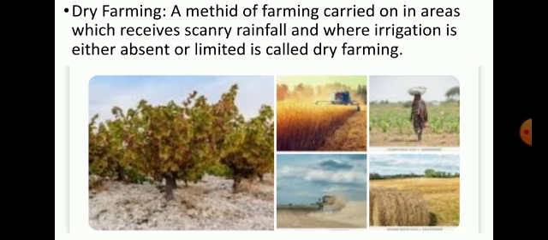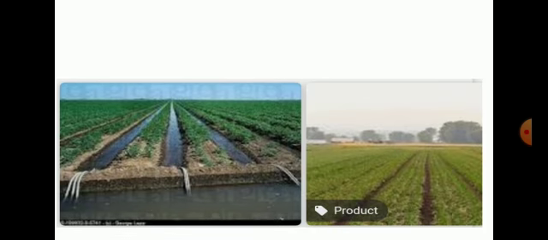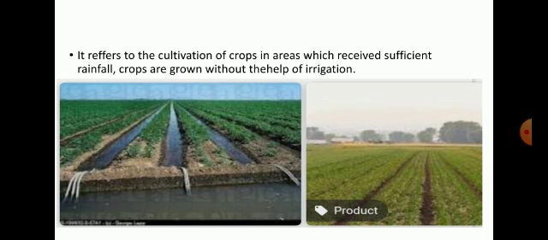Humid farming. The seventh point is humid farming. It refers to the cultivation of crops in areas which receive sufficient rainfall. Crops are grown without the help of irrigation. That is humid farming.